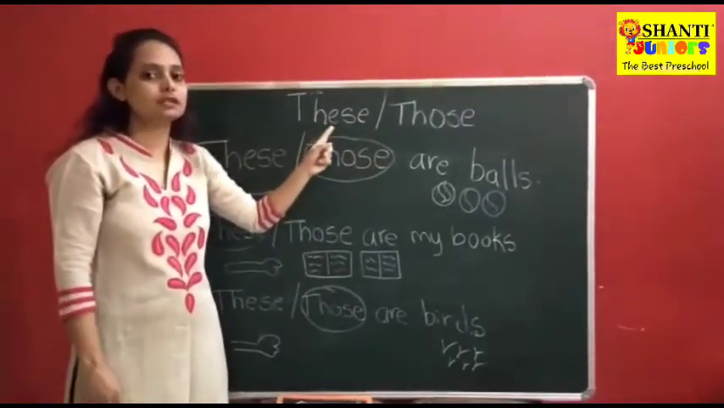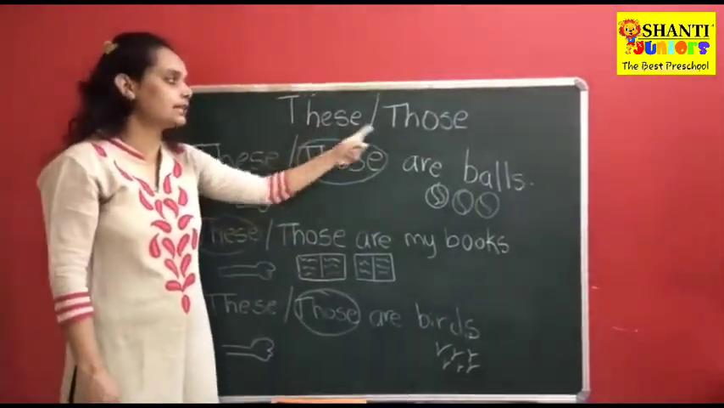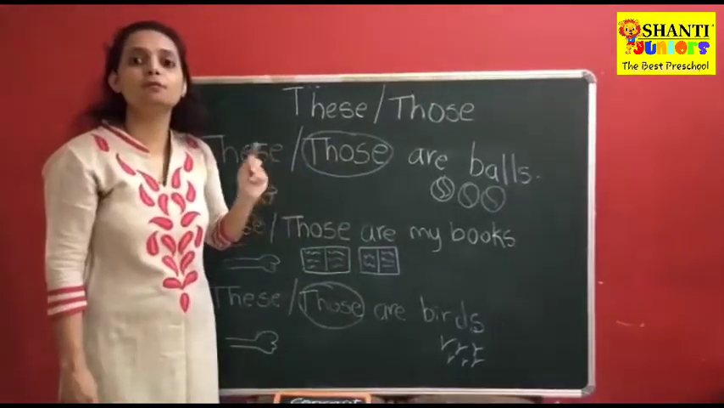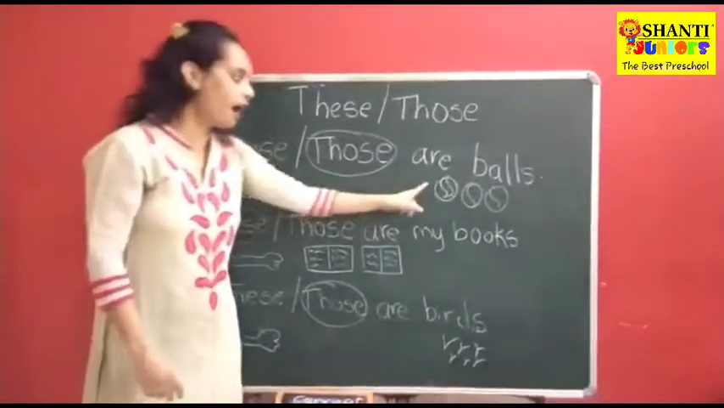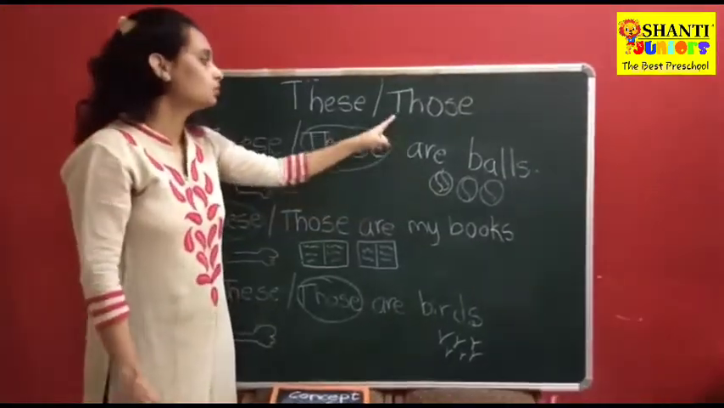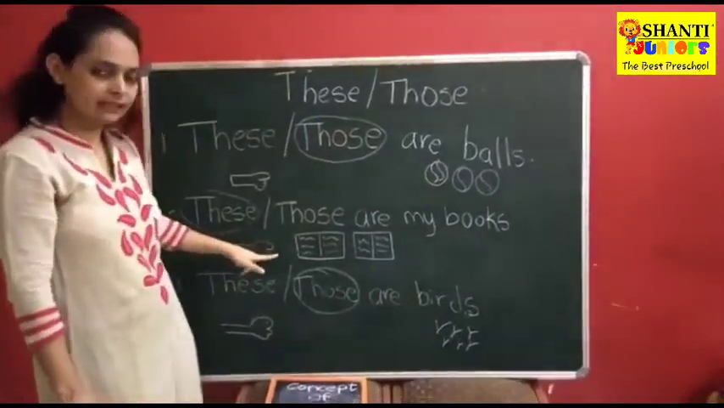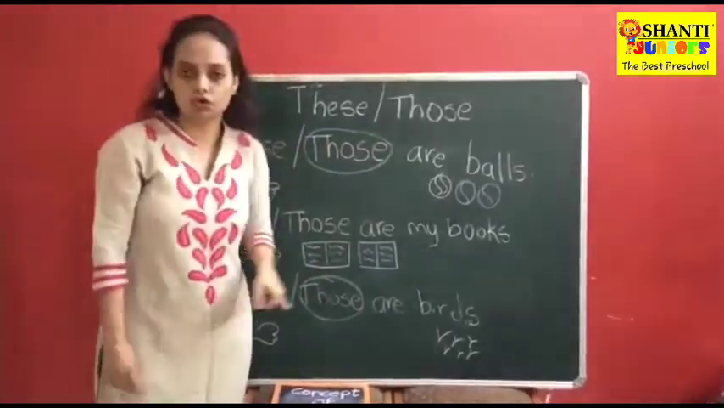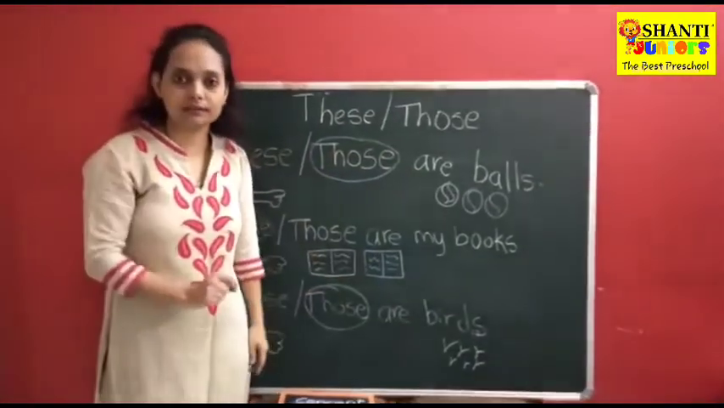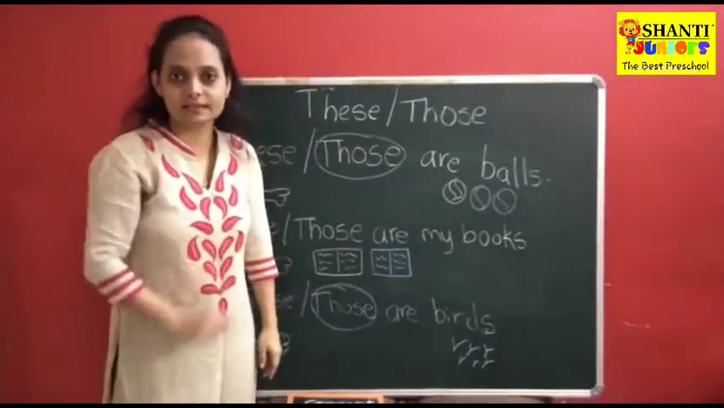I hope you understood this concept. We use these and those when we are talking about more than one object. And if the object is far, we are going to use those. If the object is near, we are going to use these. Okay. These and those objects. So I hope you learned this and I hope you understand this concept.